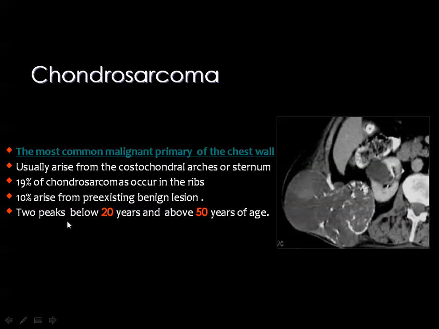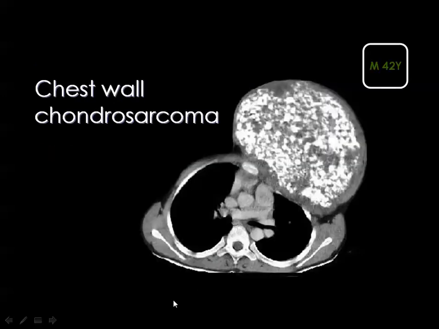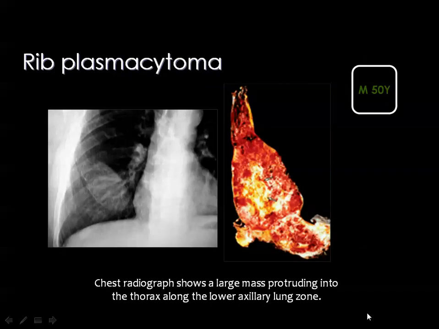Then there are two peaks of age, below the age of 20 years and above the age of 50 years. And you can see this is a huge chondrosarcoma arising from the anterior chest wall, and you can see the mass and you can see the dense matrix calcification.